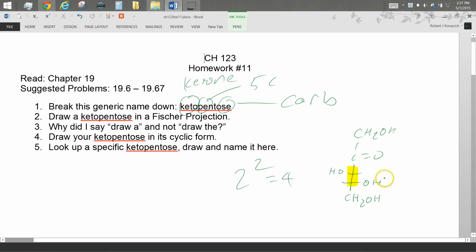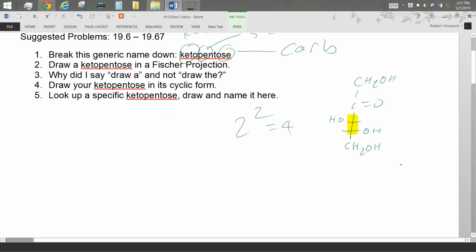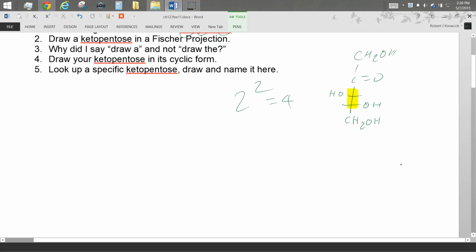In this case, it would be both hydroxyls on the right side, both hydroxyls on the left side, drawn like this, or drawn where they're flip-flopped, where the top one's on the right and the next one's on the left. So those are the only 4 possibilities. And what's our keto pentose look like in its cyclic form? Why does it look like a box when the other things that we've shown before looked like pentagons and hexagons?